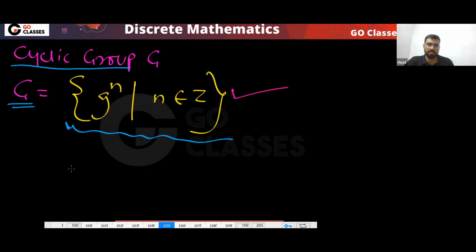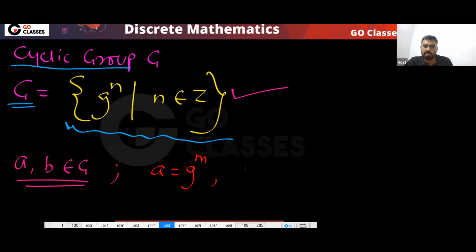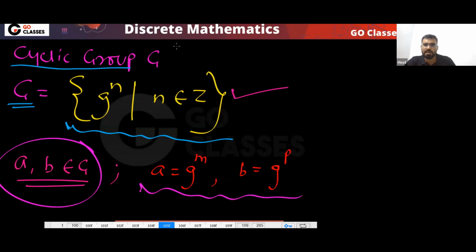Now tell me, if you take any two elements from this group, what are these two elements? Can I write them as G power m, G power n, or G power m, G power p? Yes or no? Any two elements you take, you can write them as G power m, G power p.